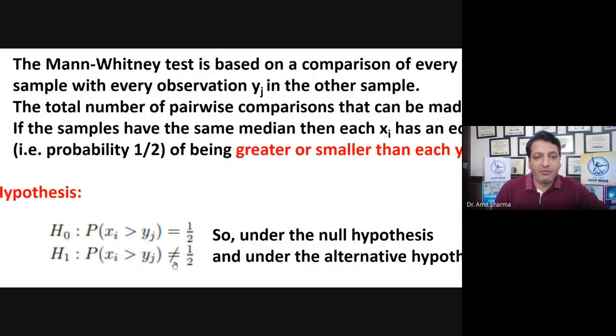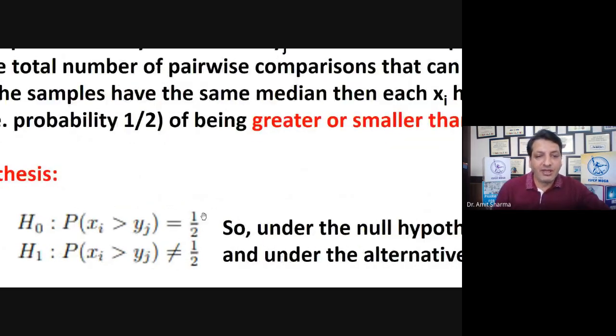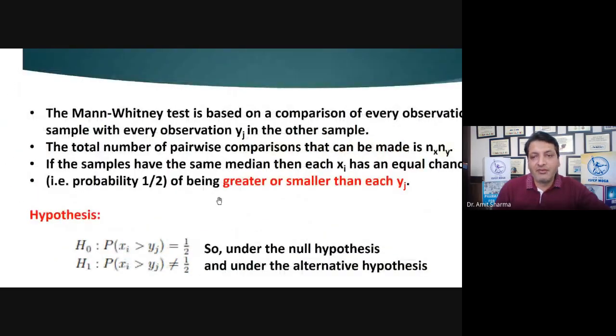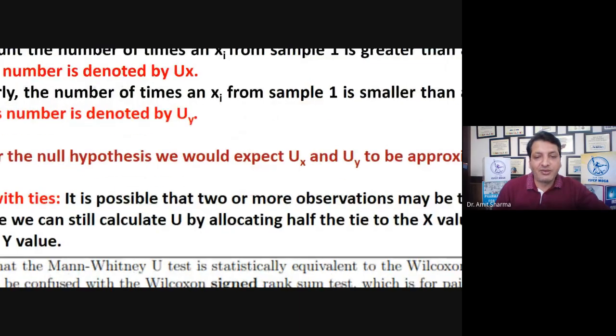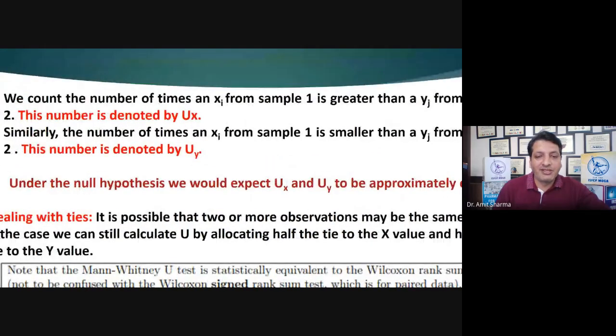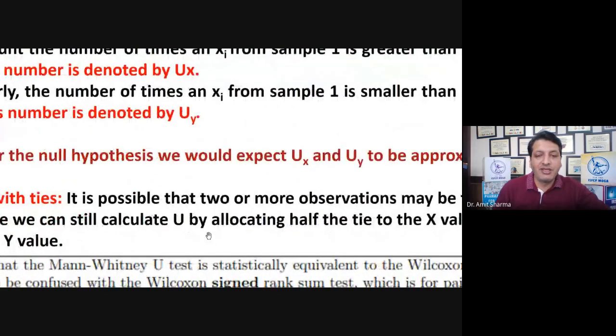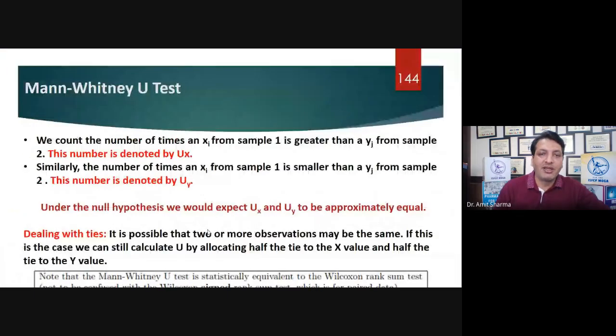So the aim of the test is to reject the null hypothesis that the probability of x is not more than y and is not equal to half. This I'll explain with the help of the equation also. So maybe the examiner will ask you about the Wilcoxon signed rank test. Both tests, the Wilcoxon signed rank test and the Mann-Whitney U, are statistically equivalent to each other. So you can apply either the Wilcoxon signed rank test or the Mann-Whitney U.